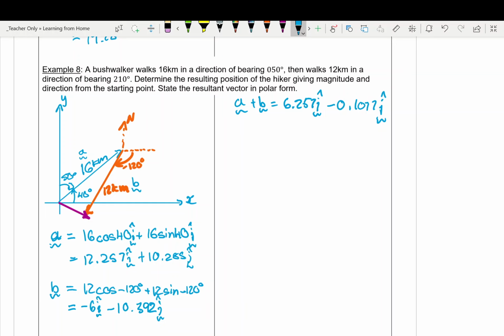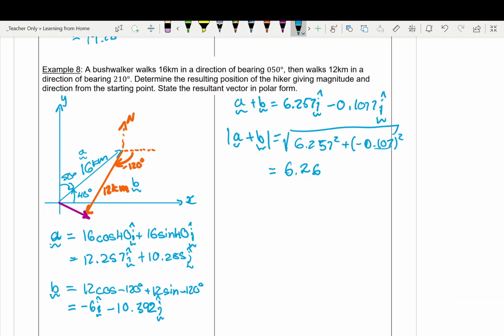Awesome. But we're not done here. We need to state the resultant vector in polar form. So we need to find the magnitude and direction of this sum that we've just done. Let's start with the magnitude. So the square root of 6.257 squared plus negative 0.107 squared gives us... Actually, I'll just jump straight to the solution. That gives us 6.26. So we can see it's only a little bit bigger than its x component, which makes sense because the y component is so small.